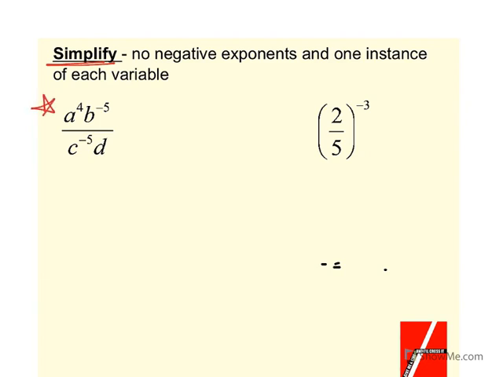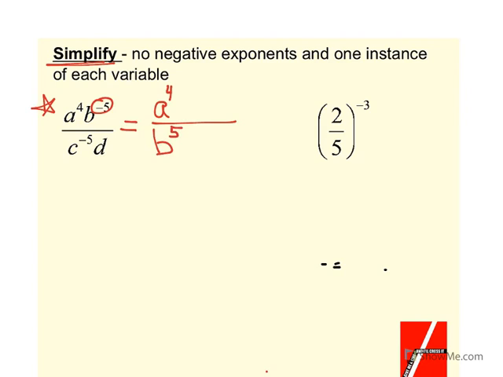You will notice there's a to the 4th in the numerator, but there's no a's in the denominator, and it's positive, so it gets to stay put. The b has a negative exponent, so it cannot stay in the numerator. It must go down to the denominator in order to become a positive exponent.